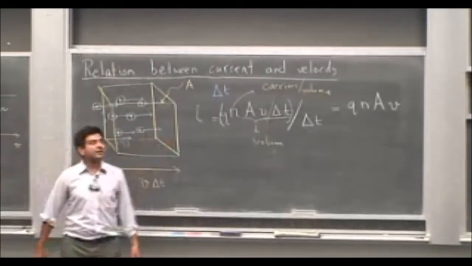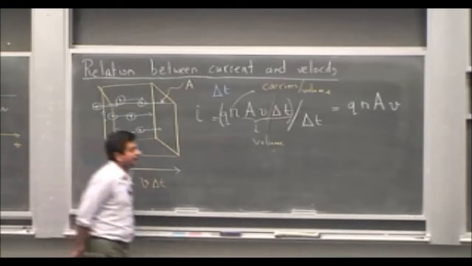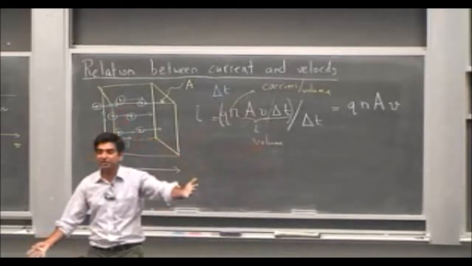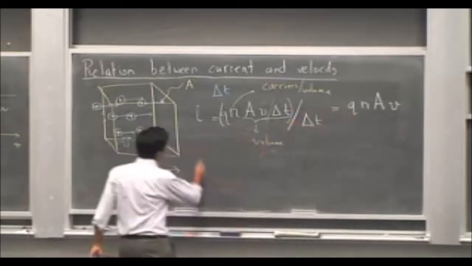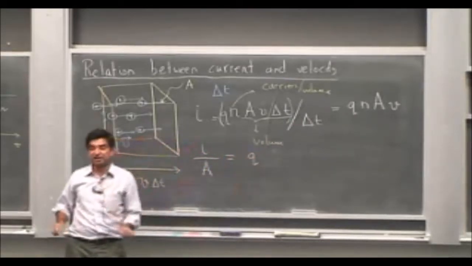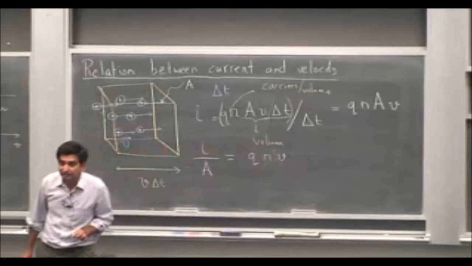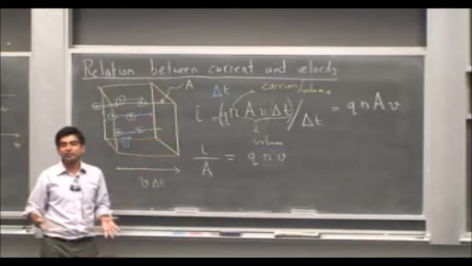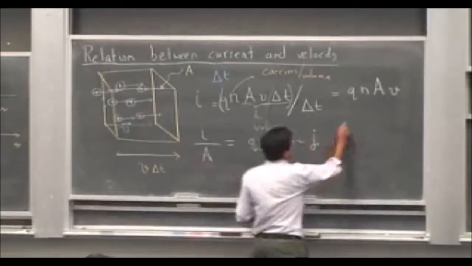Will this current depend upon the size of the cube? Yes, because it depends upon A. If I choose a bigger cube, the current passing through it will be larger because A is larger. However, if I take this A to the left hand side, I divide I by A, I will get Q, the charge on each charge carrier, times the carrier density, times the velocity of each charge carrier. This quantity, the current divided by the area over which it is being measured, is called the current density, and it's denoted by J.